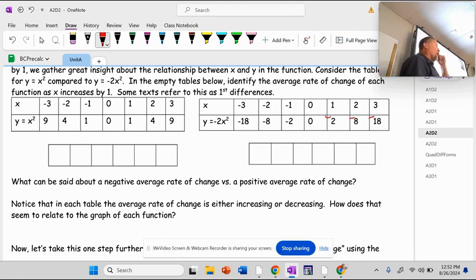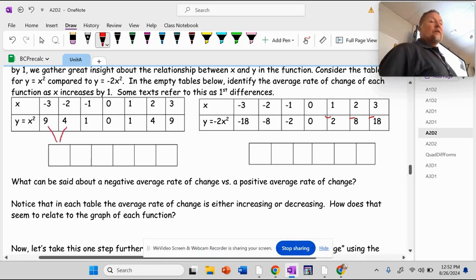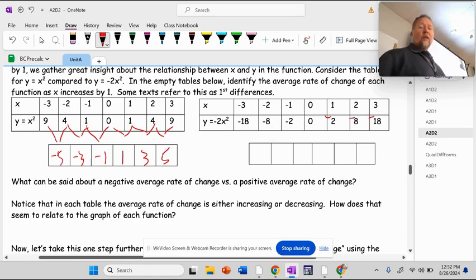This is how you do polynomials: x to the first, x to the second, x to the third. You do order differences. What's the difference from 9 to 4? Down 5. What's the difference 4 to 1? Down 3. What's the difference 1 to 0? -1. 0 to 1, 1. 1 to 4, 3. 4 to 9. You see a pattern, but what you see is these are not all equal.